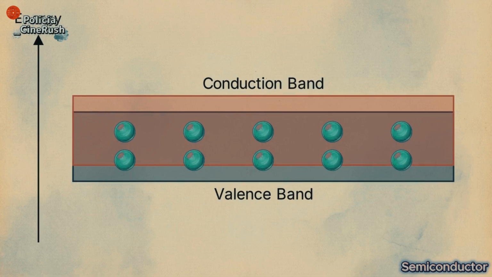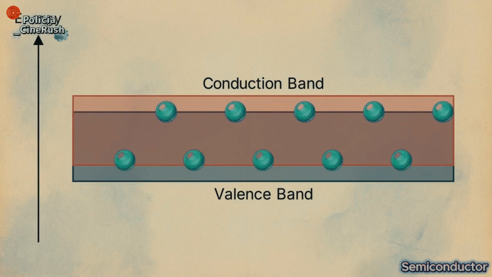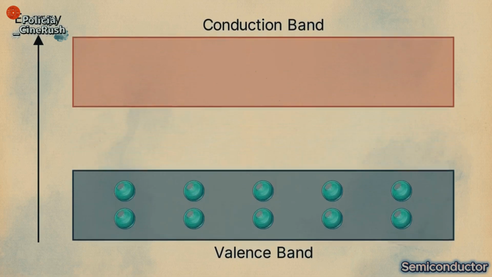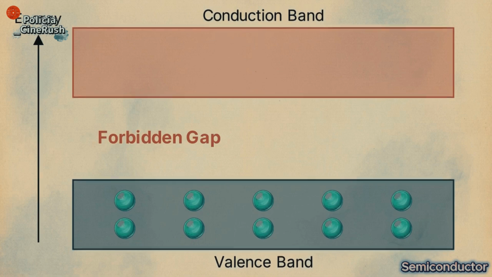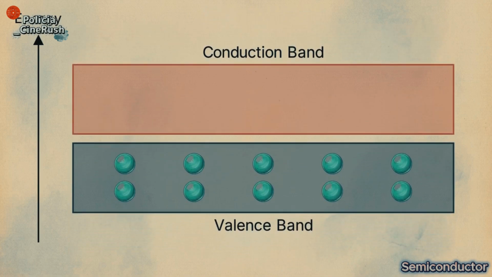to move. In a conductor like copper, these two bands overlap. Because there is no gap, valence electrons move into the conduction band with minimal energy input. Insulators, such as glass, have a massive forbidden gap between the bands. Electrons are trapped in the valence band because they cannot acquire enough energy to cross this void.